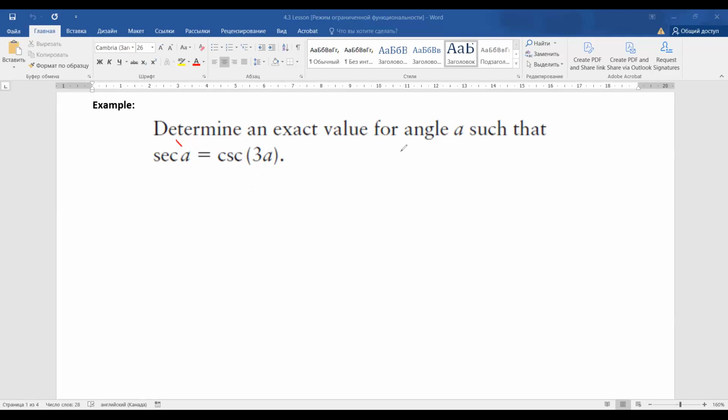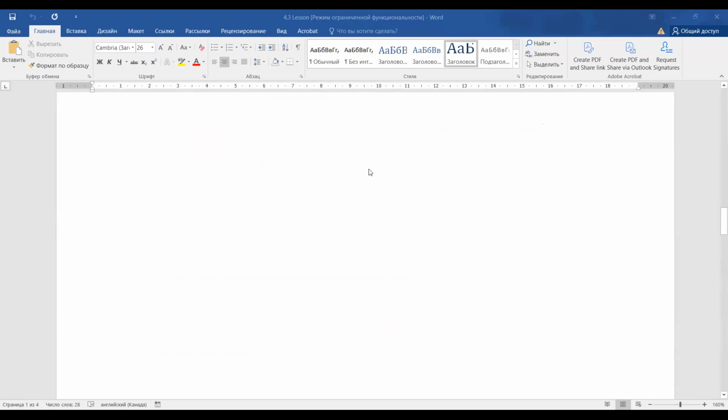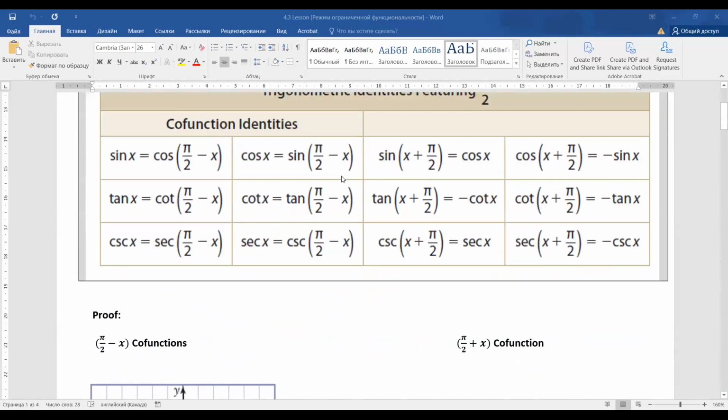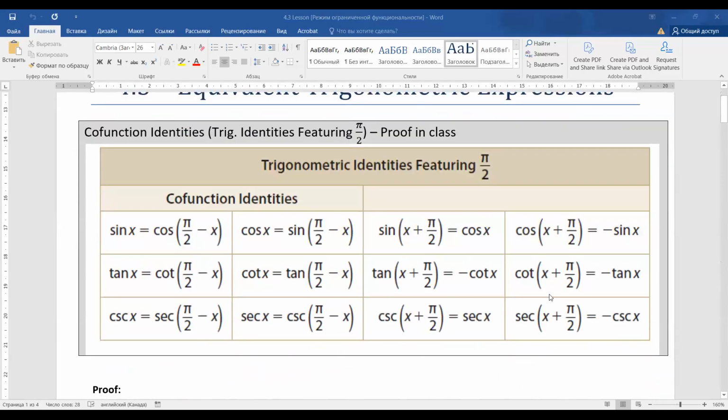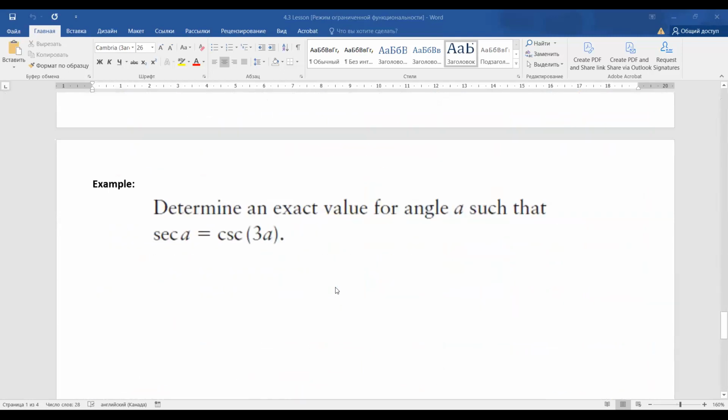Hala, I couldn't read your answer. Please use the equivalent functions. You don't need to overthink it. Why would we learn equivalent trigonometric expressions if we don't use them? Look, secant x equals cosecant of pi over 2 minus x, or cosecant of x plus pi over 2 equals secant x. You use whichever you like. Let's use the one with minus: secant x equals cosecant of pi over 2 minus x, right?